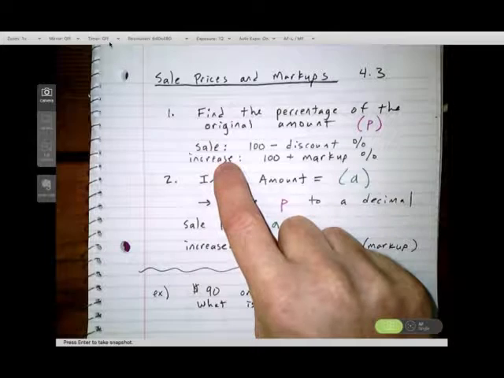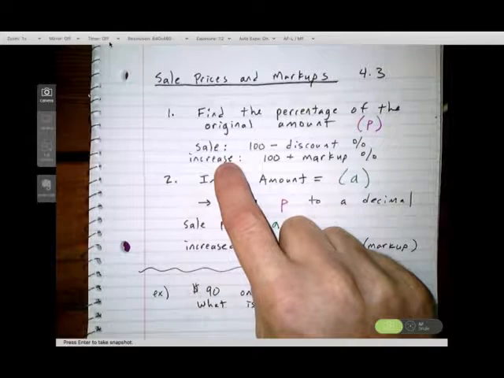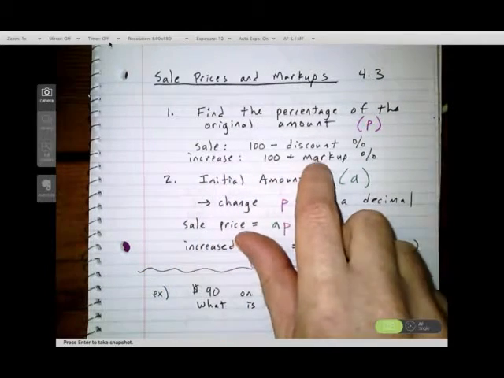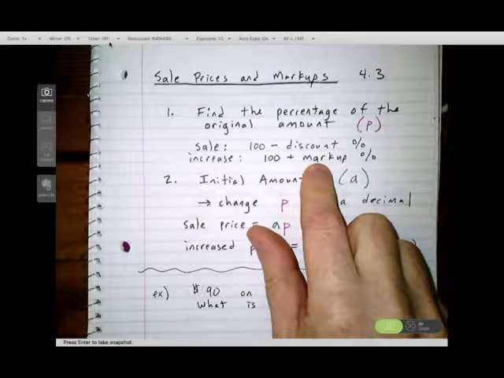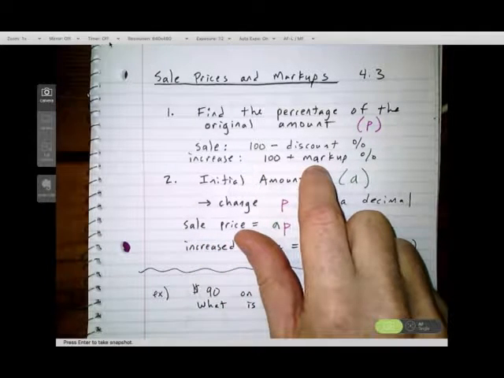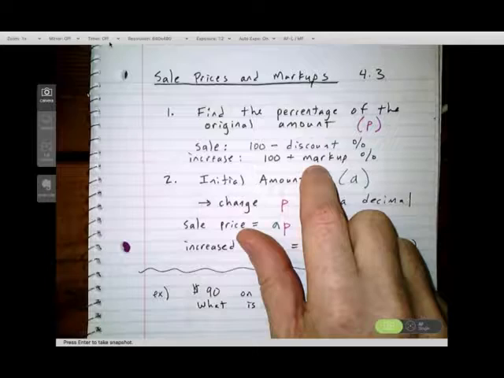Markups happen, for example, when a store buys something to sell to somebody. Let's say they buy it for $5. They don't want to sell it for $5 because they're not going to make any money. So they have to sell it at a markup. They have to sell it for more money so that the store can make some money itself. So if the markup percent, let's say we're going to mark it up 15%, that means we're paying 100 plus 15, or 115% of the original amount.